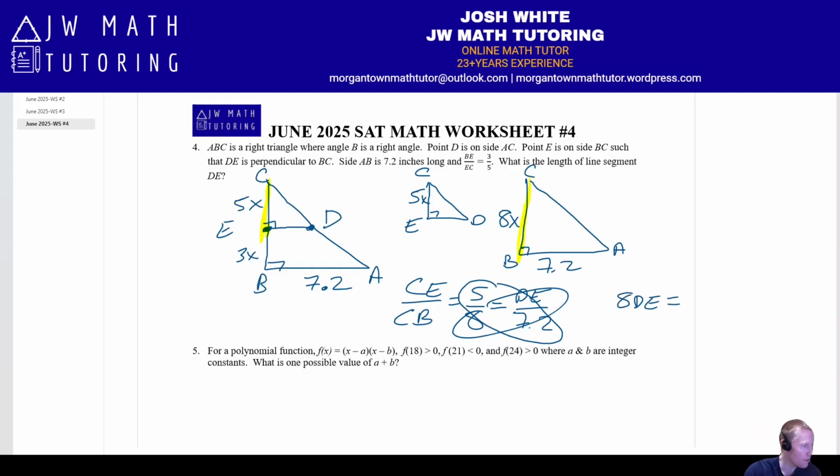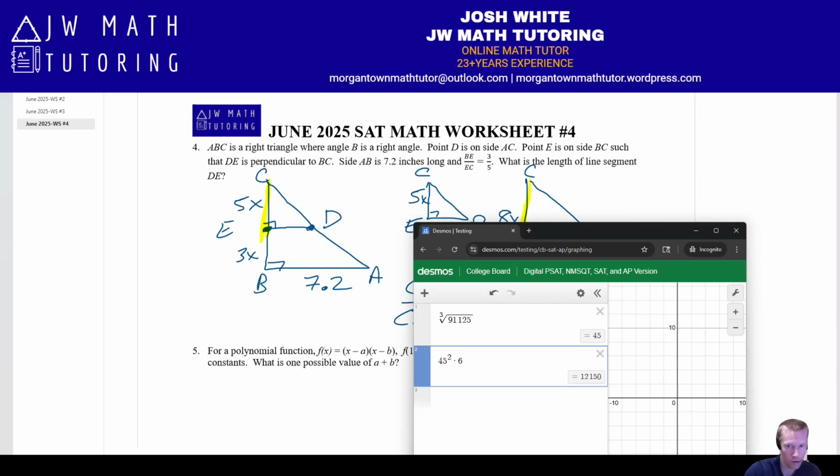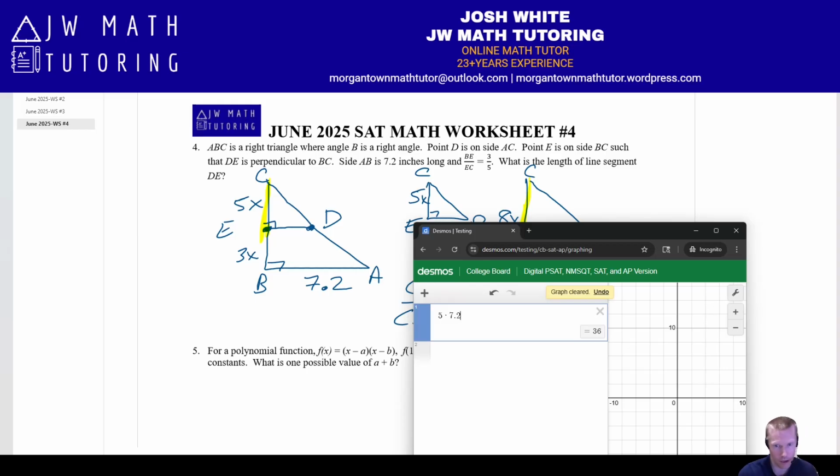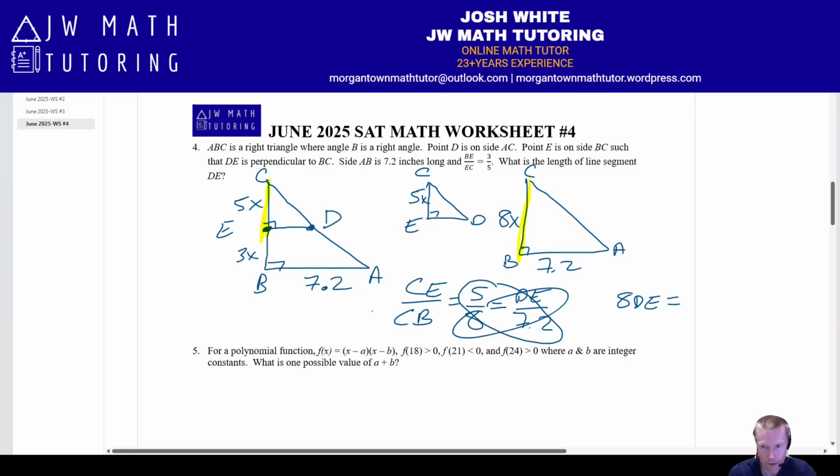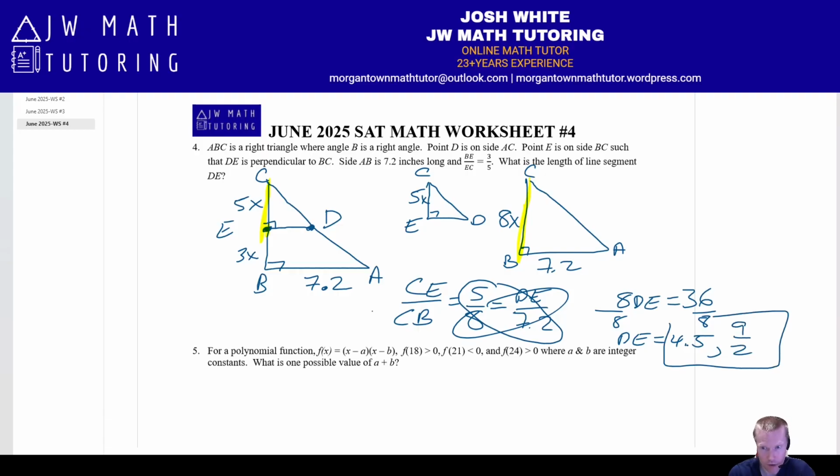What's that going to be? Not quite 40 something. Oh, just 36. So 8 times whatever DE is equals 36. You divide by 8. DE, the side length, is just going to be 4.5 inches. So you could grid in 4.5. You could technically also grid in 9/2 if you wanted to use the fraction form. Either would be considered correct, but this is how you could solve this specific problem.